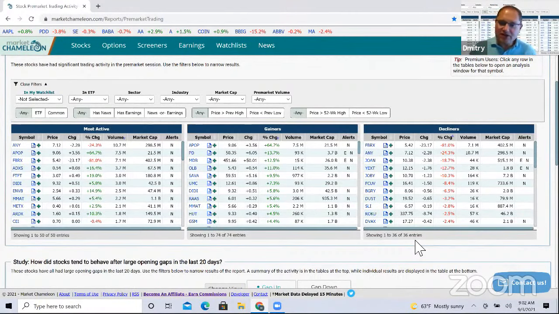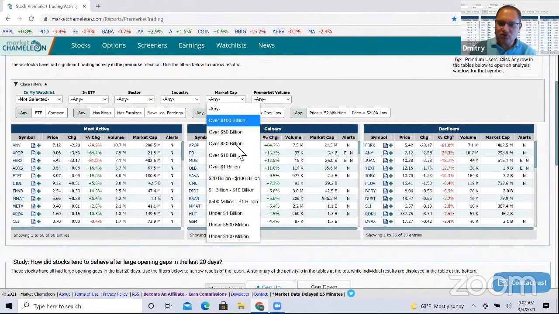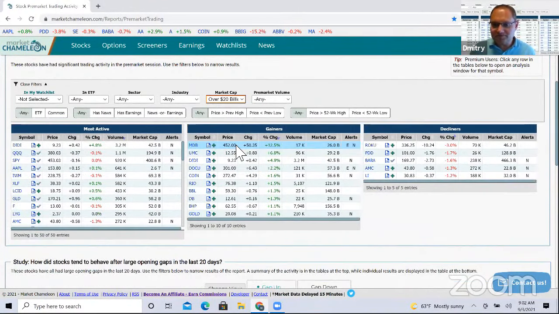Let's take a look at the higher market cap stocks. We're going to use this market cap filter, 20 billion market cap or higher. We see 10 on the percentage gainers list, 5 on the decliners. Not a very big list, relatively small, but nevertheless it looks like a little bit more bullish than bearish at the open. To save time, I'm going to jump and talk about how to use this feature from the options chain. And I'll demonstrate one use case.